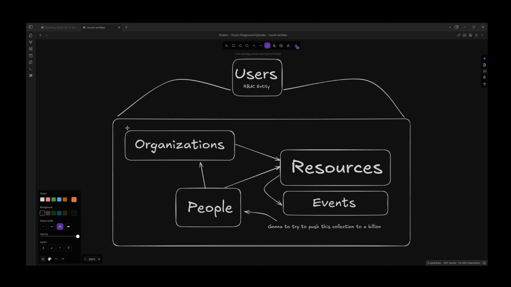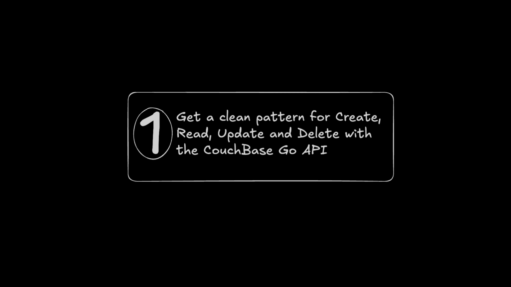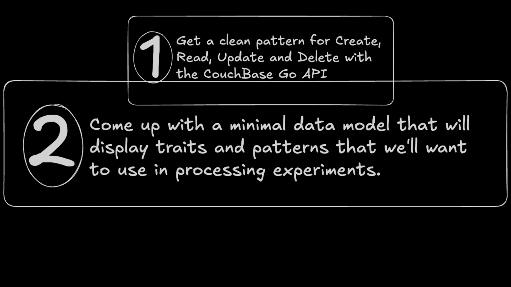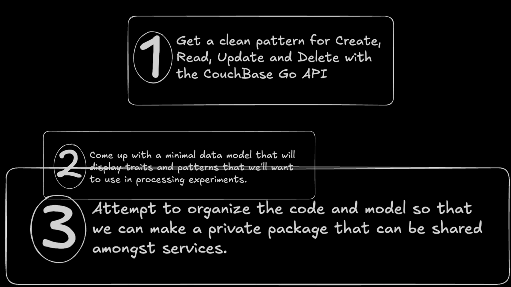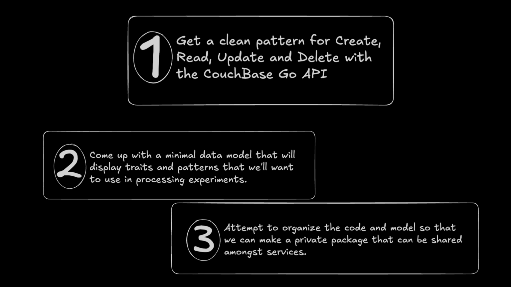So if you remember our entity model from part 1, this is it. What I'll concentrate on is the people and organizations entities in this little test app, and see if I can get basic CRUD going and some selects and see what kind of issues I run into trying to get this implemented. So we want to get a clean pattern for create, read, update, and delete. We want to make sure our data model makes sense with this technology, and we want to figure out good ways of organizing our code.